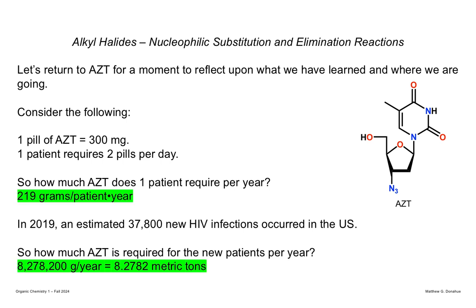So as highlighted in green here, a patient requires about 220 grams per year. And for just the new patients, you multiply that by the 37,800, you get 8,278,200 grams, which is 8.272 metric tons.